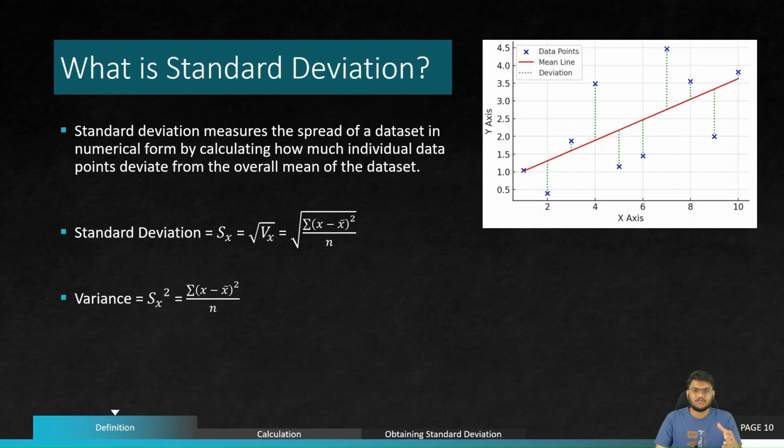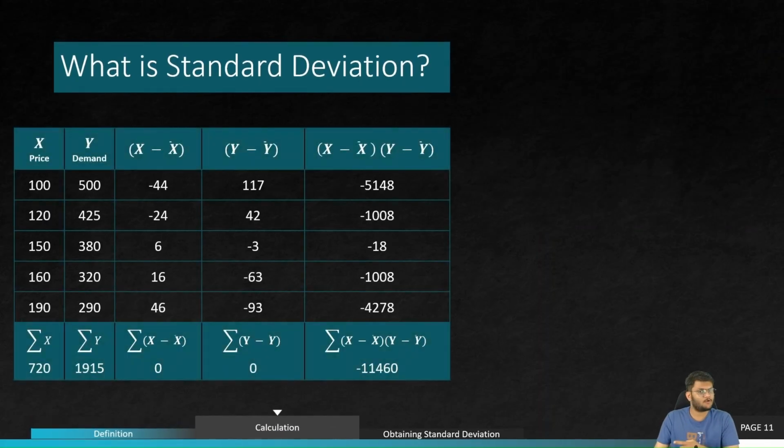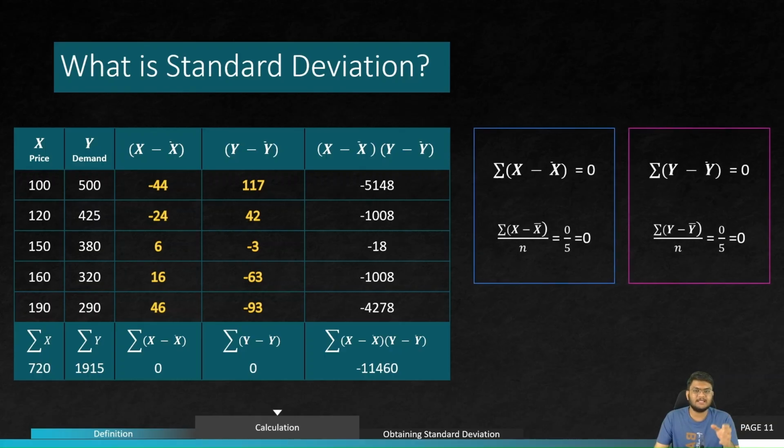Standard deviation measures the spread of data set in numerical form by calculating how much individual data points deviate from the overall mean of the data set. Note down this formula and let's see why this formula is used and how to solve sums using this formula. So we did prepare this table for covariance, right? Now here for both the variables x and y, we have already obtained the deviations, that is x minus x bar and y minus y bar. Now when we try to obtain the average deviations from these, here the total of both the columns is 0, right?